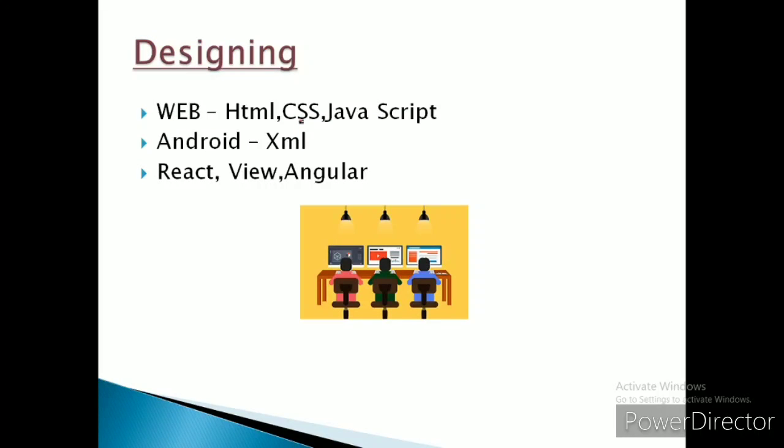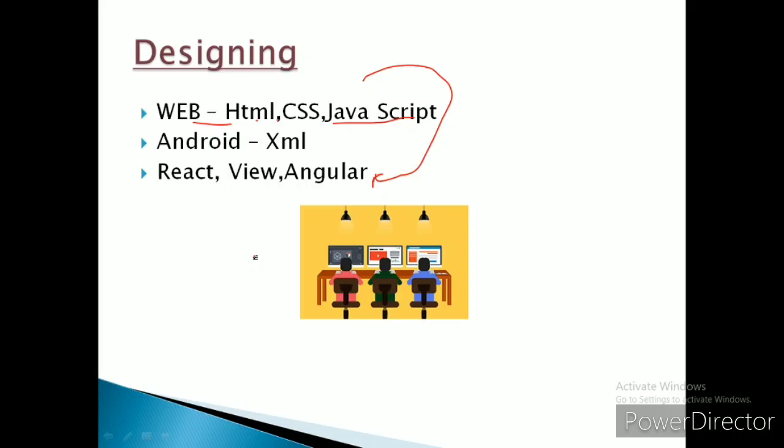After the planning, we'll be moving to the designing part. In this designing part, depending upon the application we are going to build, we'll be taking some languages for the development of our project application. In the web application, we use HTML, CSS, and JavaScript. In Android, we use XML as a front end, and we also use some frameworks for JavaScript development, like the React framework, Angular framework, and Vue framework. These are some of the frameworks we use to develop the designing part in JavaScript.